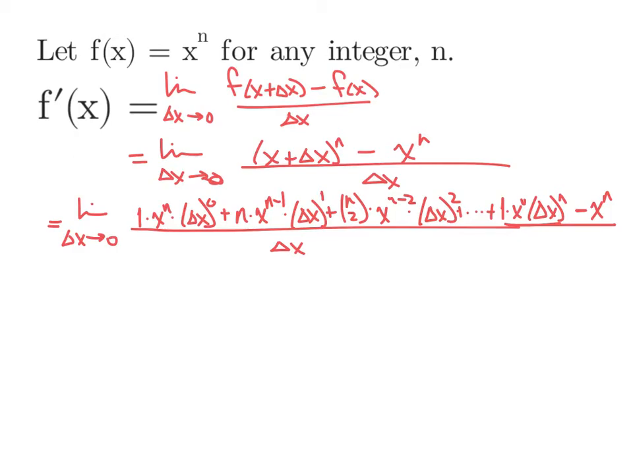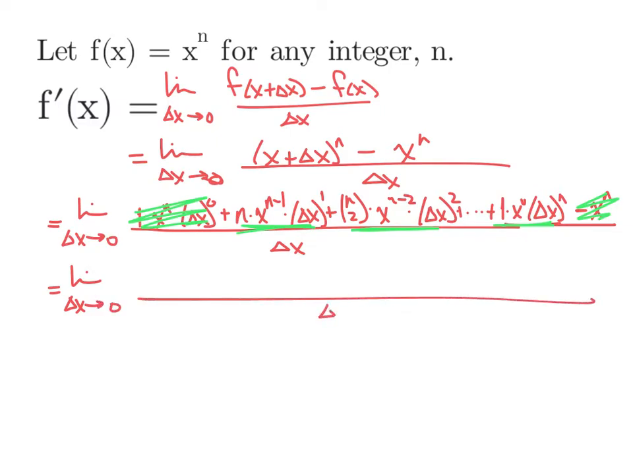Now we go through and start canceling. We do have a little bit of canceling that can happen because 1 times x to the n times delta x to the 0, that's just x to the n, which cancels with this x to the n as well. And every term that's left over is going to have a delta x in it, at least one. So I'm going to factor that delta x out of every term. I still have to keep my limit notation around. Haven't taken the limit yet. Still have to keep my denominator around as well. But I'm going to factor that delta x out of every term.